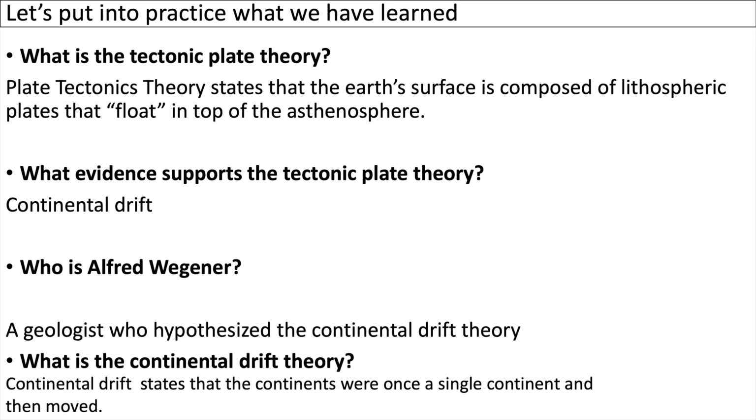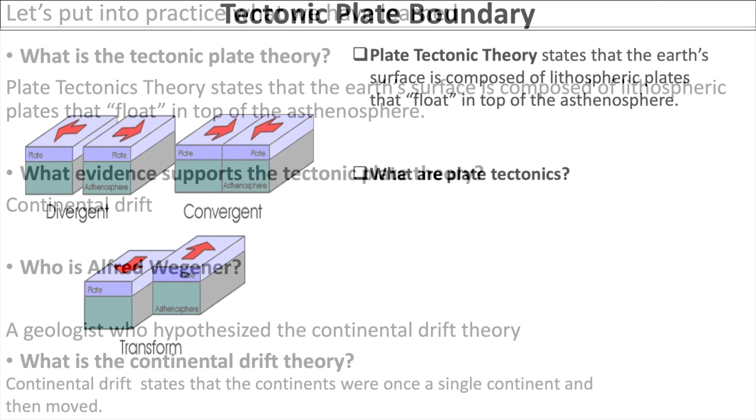Who is Alfred Wegener? Alfred Wegener is a geologist who hypothesized the continental drift theory. What is the continental drift theory? The continental drift theory states that the continents were once a single continent and then moved.